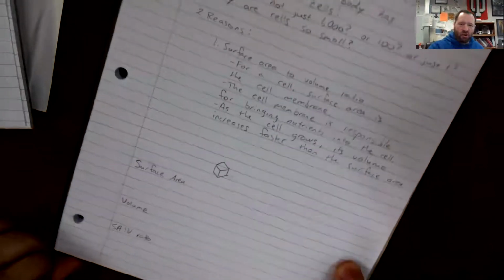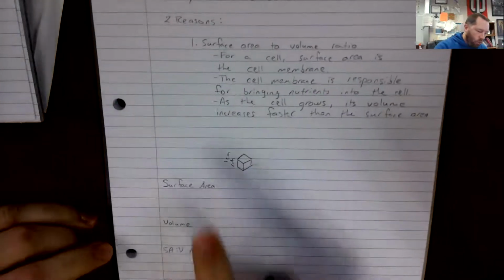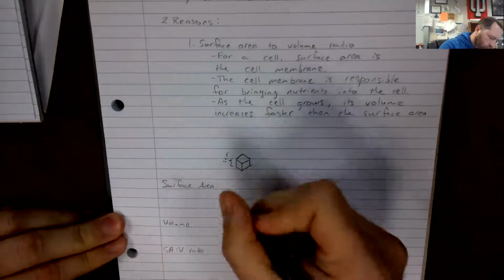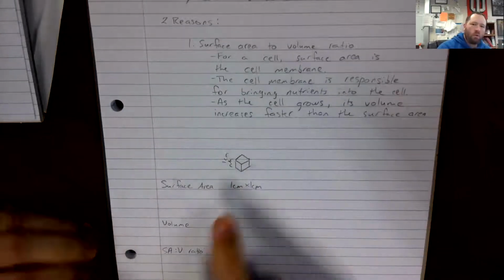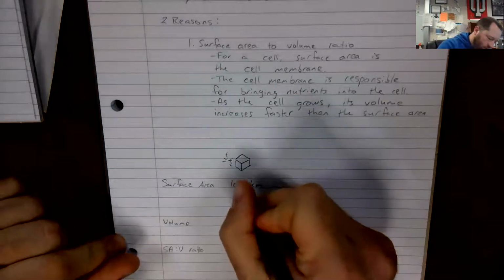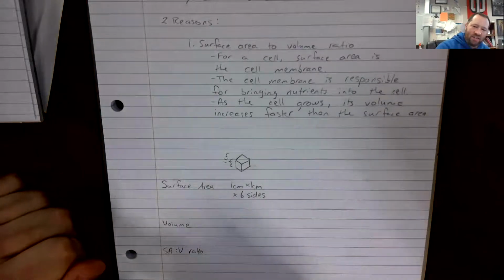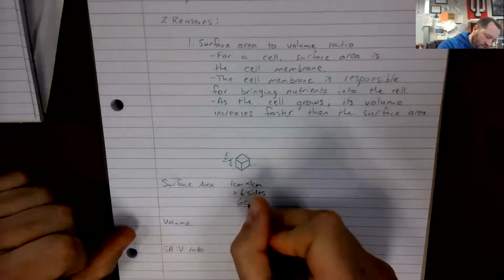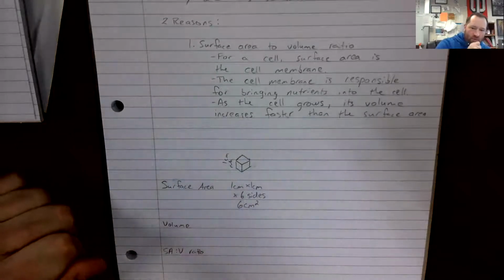So here's my awesome artistic abilities. It's a cube. We'll call, and it's probably not accurate at all, but we'll call the side length, the edge, 1 centimeter. For the surface area, we do 1 centimeter by 1 centimeter, so length times height, times 6 sides to the cube. And we'll get 6 centimeters squared as our surface area for this small cube.